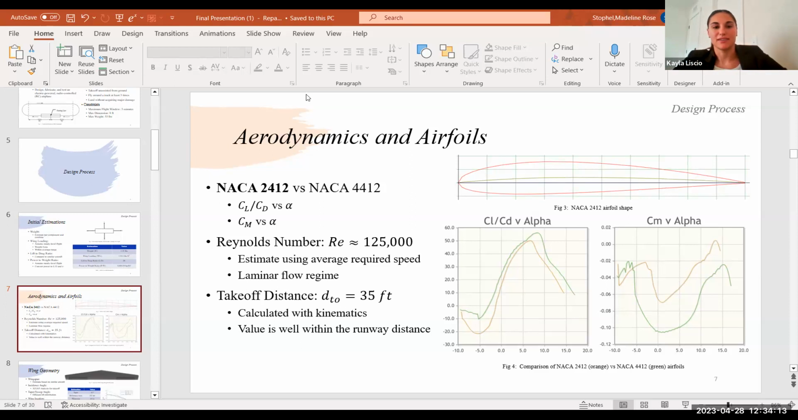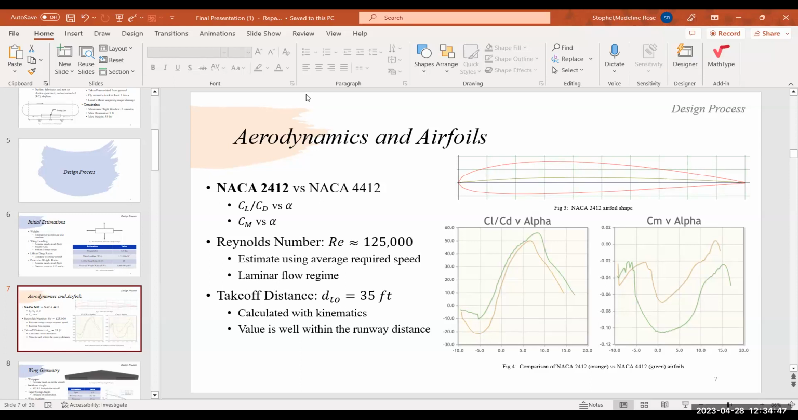I mean, they are very similar on the coefficient of pitch versus angle of attack graph. This kind of pushed us to pick the 2412 because we saw that it was a little bit less destabilizing, just because it's a little bit less negative. Those are basically the factors that we took into it, and we just made a decision.